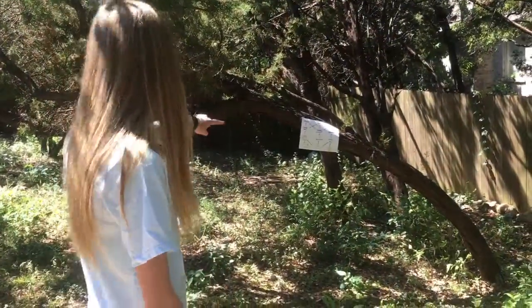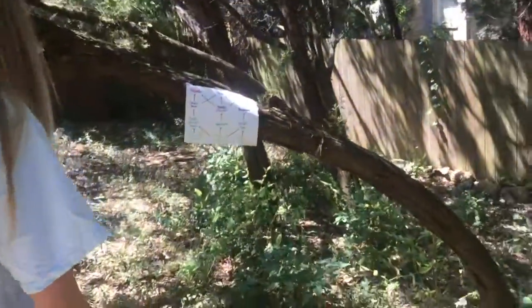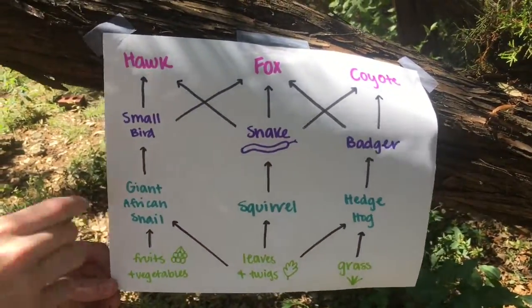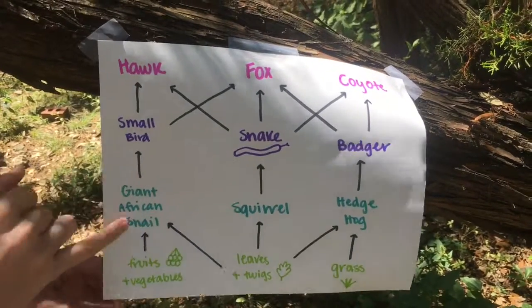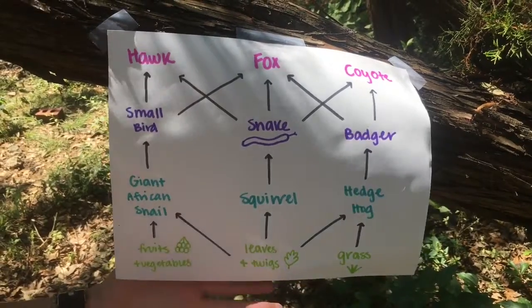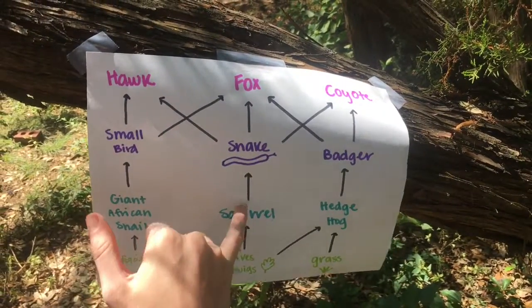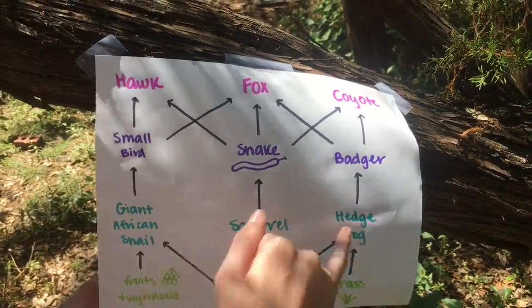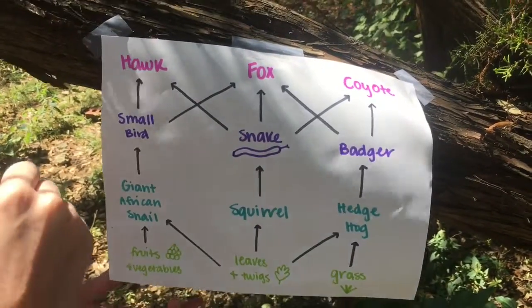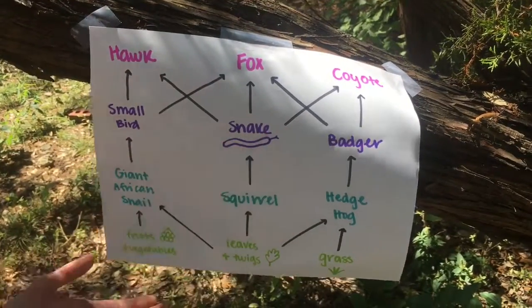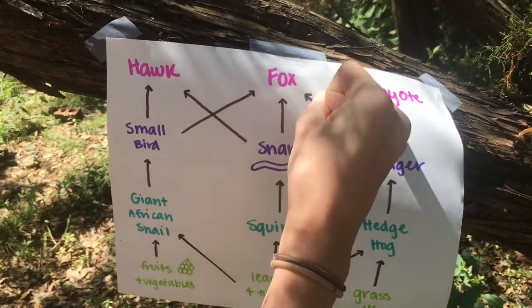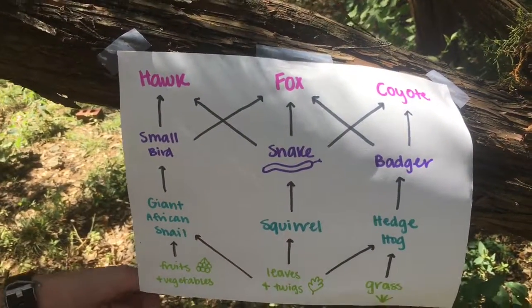Hey, look guys, there's Emma's food web that she was working on earlier. She was modeling the type of ecosystem that the giant African snail lives in. So there's the giant African snail. It eats fruits and vegetables and leaves and twigs. And there's also squirrels and hedgehogs that are the other primary consumers of the producers. And then there's also small birds and snakes and badgers for the secondary consumers. And there's hawks and foxes and coyotes. Those are the tertiary consumers at the top of the food chain.